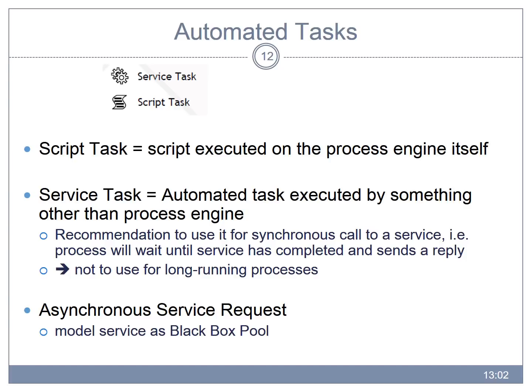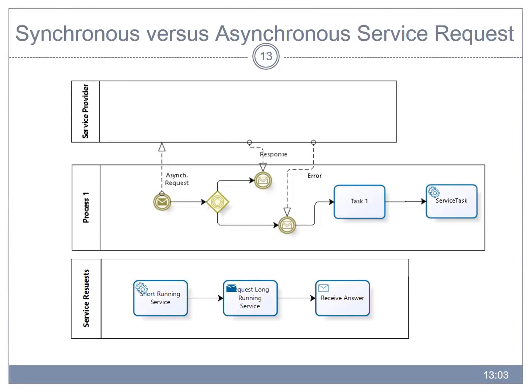An asynchronous service request means that you just trigger this outside application and want to launch it, but you're not going to wait until it has performed, so you can do other things in the meantime. In that case, you model the service as a black box pool and you send a message to it to indicate that it can start. So here you have the example. Here in your process 1, you send this message to this service provider, and this might, for example, mean that the service provider can start working. And then at a certain point in time you will receive a response or an error.